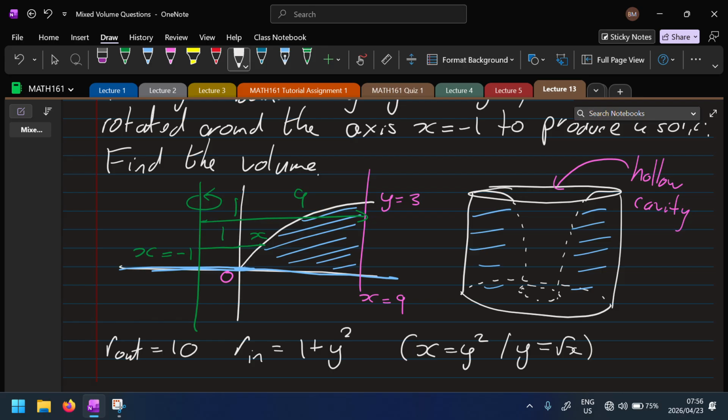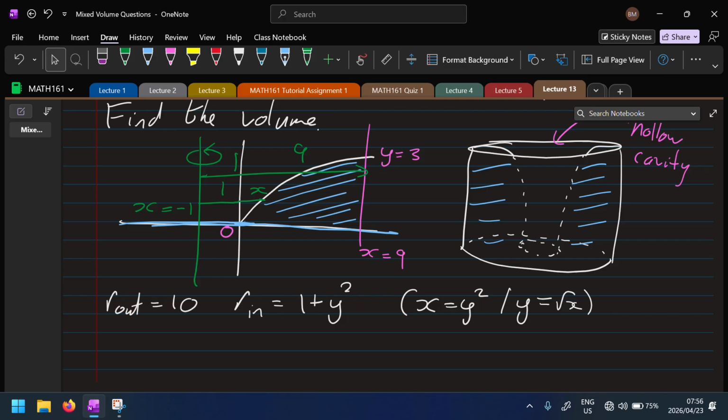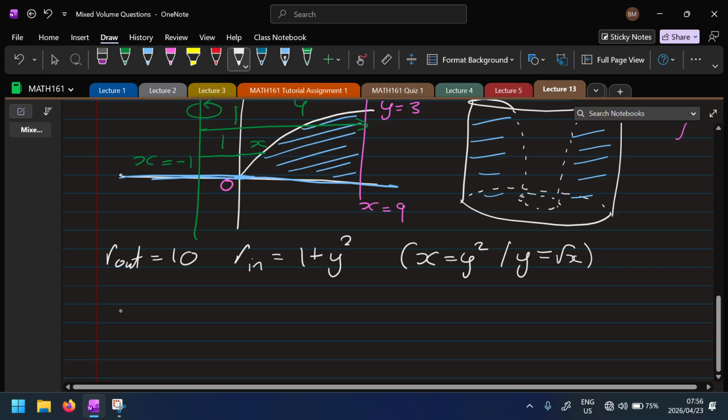Okay, so on the side here, we did the conversion. If y equals root x, then x equals y squared, which we need to add on here. Okay, everyone okay with that? Getting the radius? I hope so. Okay, so we've got the outside radius, the inside radius. We now can do the integral.